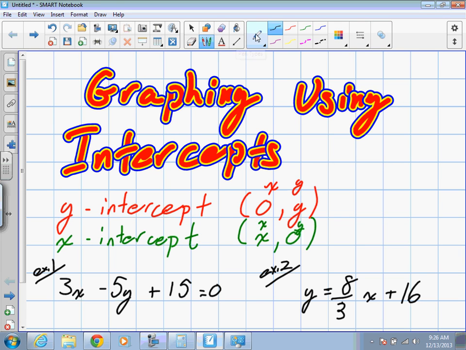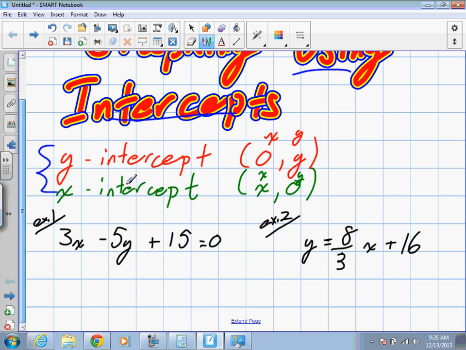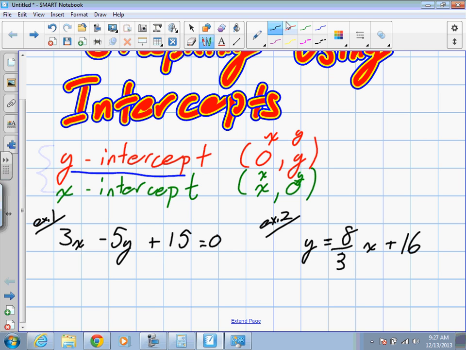Math here. We're learning graphing using intercepts. Very good. Okay, intercepts. We're going to talk about the two types of intercepts. We've learned one of them already, which is a y-intercept. And we're in slope y-intercept form. That is our y equals mx plus b. Our b essentially represents our y-intercept. Okay, we've learned that already.